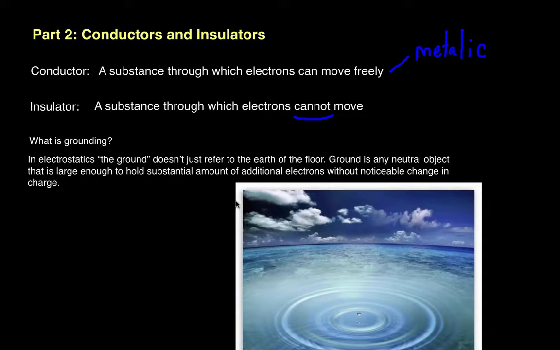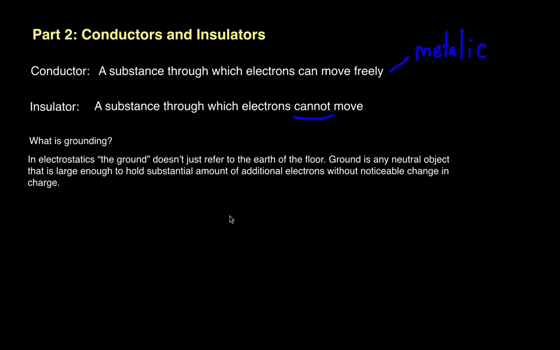Think about it like the ocean. If you put a drop of water in the ocean, you aren't even going to notice that drop in amongst all the water that's in the ocean. It's just another little bit. Ground is a little bit like the ocean in that it's a huge amount of charges within it, so an additional 1 or 2 electrons doesn't make a difference. To ground a conductor, touch or connect it to this large neutral object.